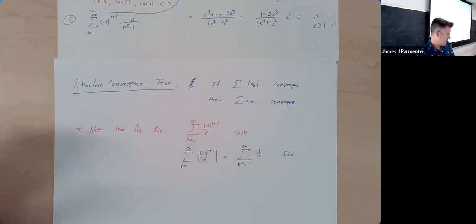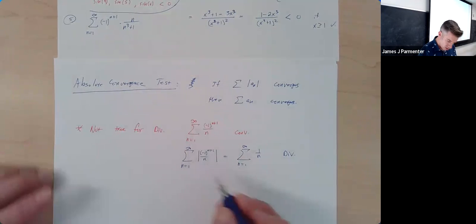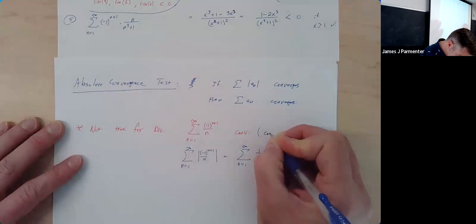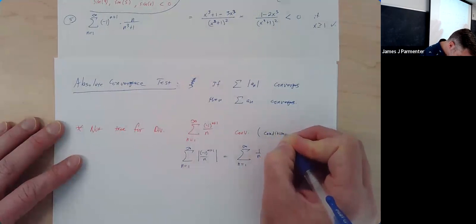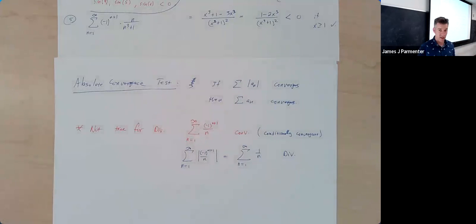What I'll point out, just because this comes up, is this series here, the one that's convergent, is called conditionally convergent. Specifically, a series is conditionally convergent if it's an alternating convergent series whose absolute value diverges. Or in other words, is not absolutely convergent.